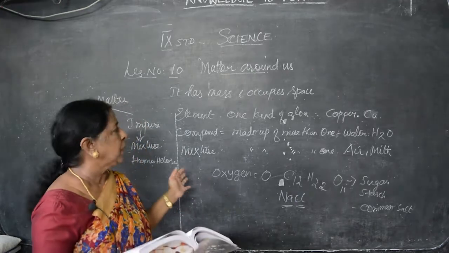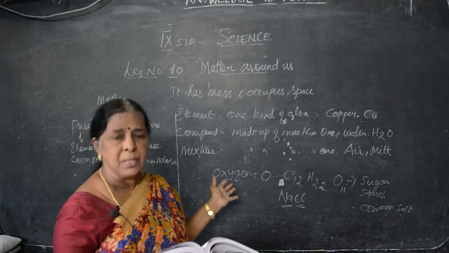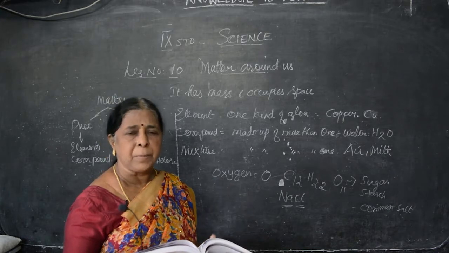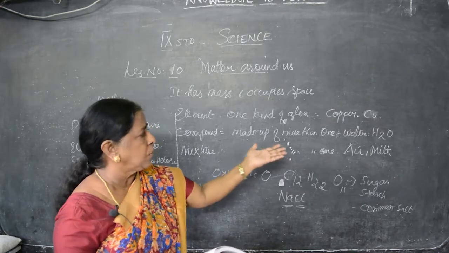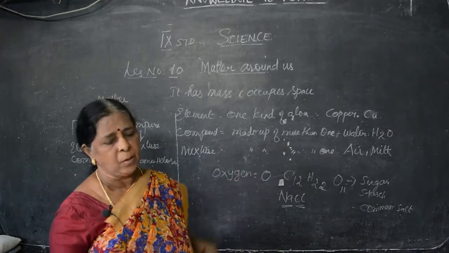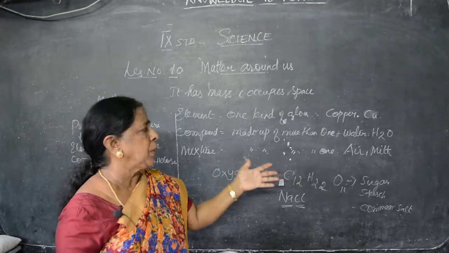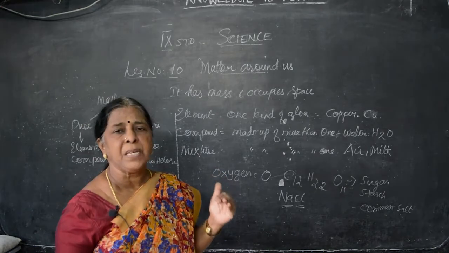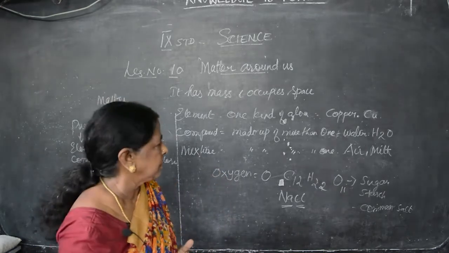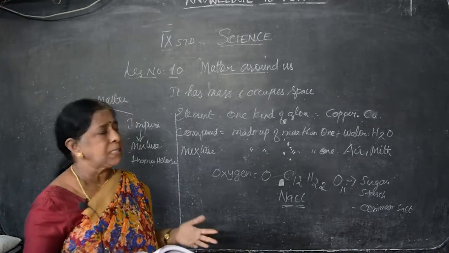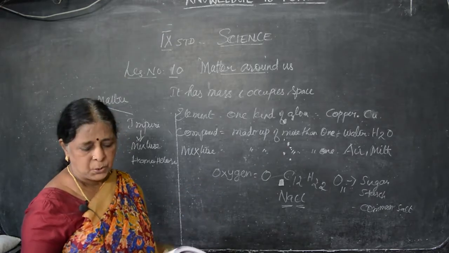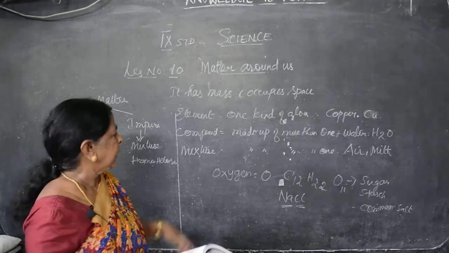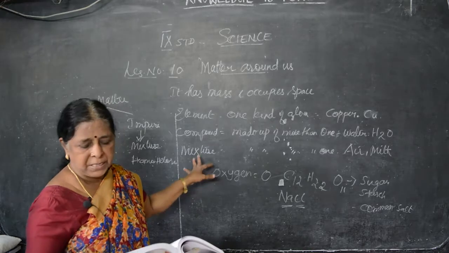Element cannot be broken down by simpler methods, but compound can be broken down. If you break down water, it becomes hydrogen and oxygen. These are the differences between element and compound. Actually the book gives us two differences, but we have to give three differences with better examples. Next I said mixture.